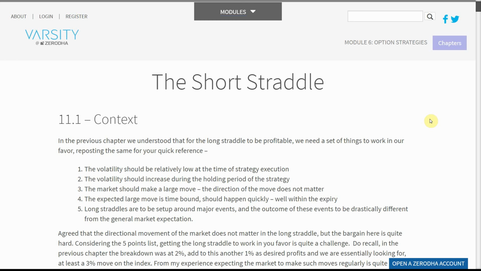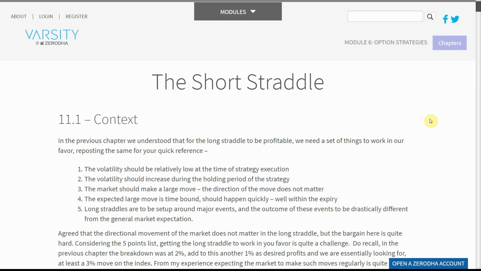The volatility should be relatively low at the time of strategy execution. The volatility should increase during the holding period of the strategy. The market should make a large move. The direction of the move does not matter. The expected large move is time-bound. It should happen quickly, well within the expiry. Long straddles are to be set up around major events, and the outcome of these events should be drastically different from the general market expectation.